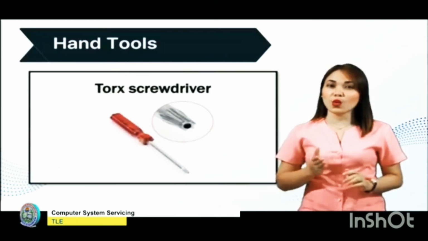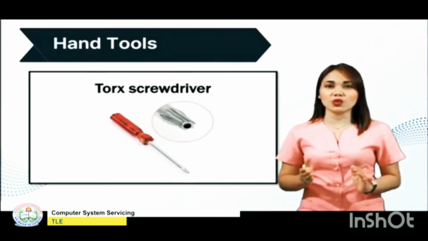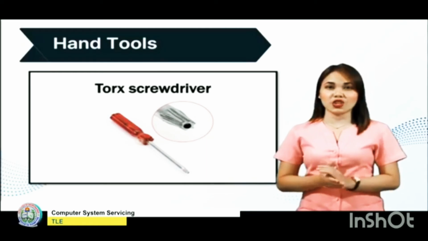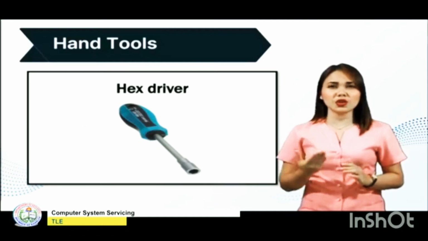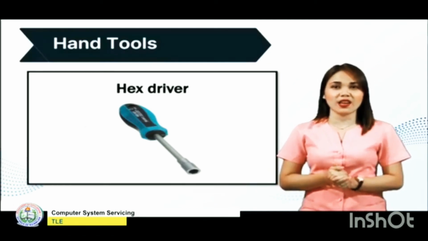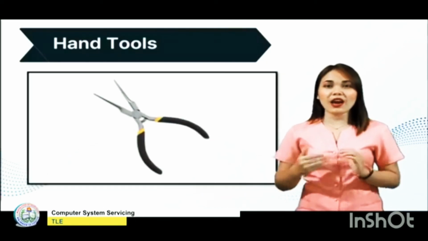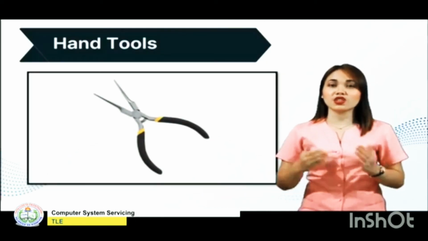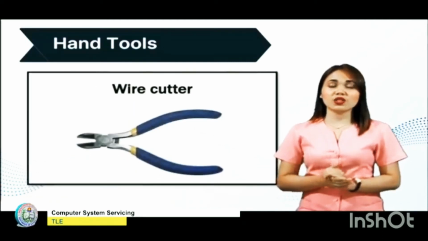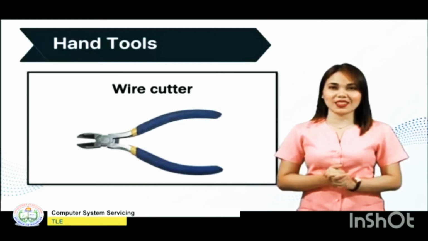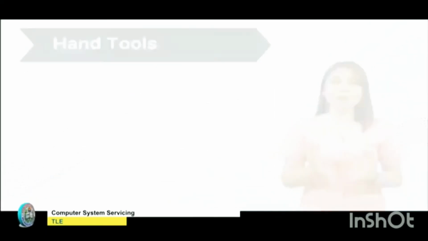We also have the Torx screwdriver. We use this to loosen or tighten screws with a star-like depression on top. The hex screwdriver, which is used to tighten nuts in the same way that a screwdriver tightens screws. We also have the needle nose plier, which is used to hold small parts. The wire cutter, which is used to strip and cut wires. Tweezers are used to manipulate small parts. Part retriever.